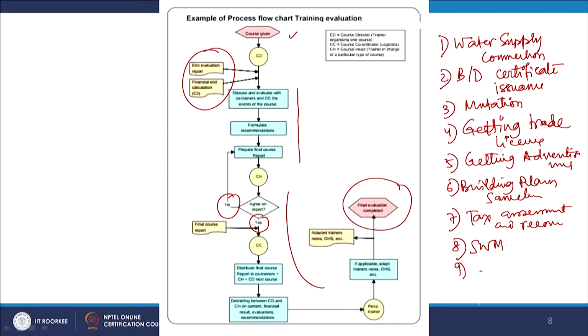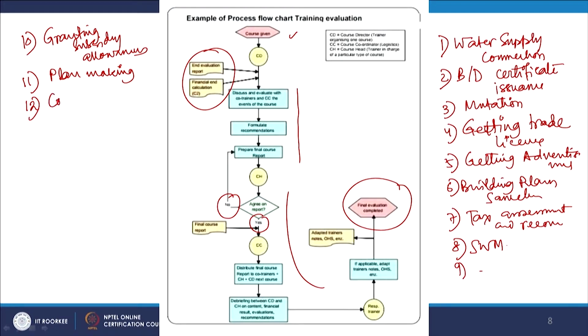So, apart from this is the regular job, apart from that there could be the process of granting subsidy and allowances. There could be a process of plan making, that could also be mapped using a flow chart, and there could be a process of collection of citizens' contribution, and then there are other entitlements, any other entitlement that could be mapped with the process flow chart.